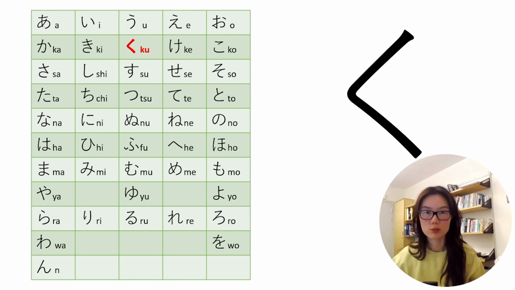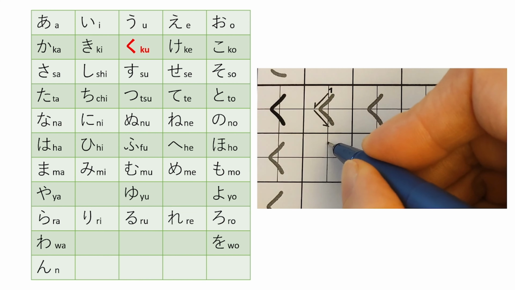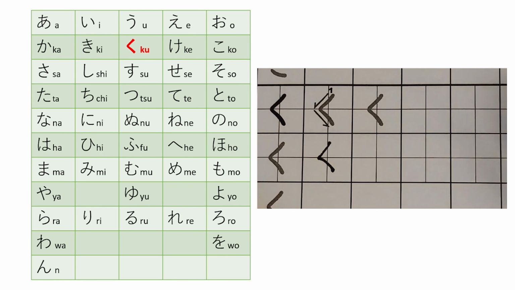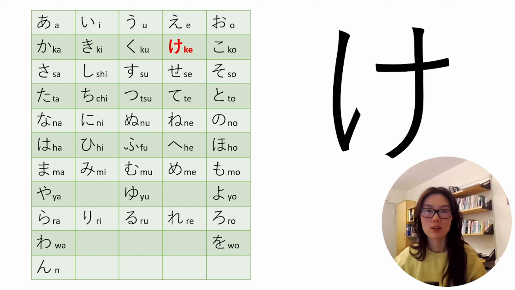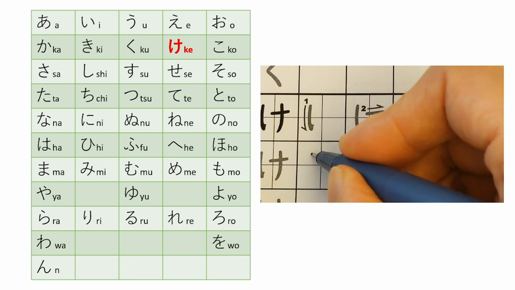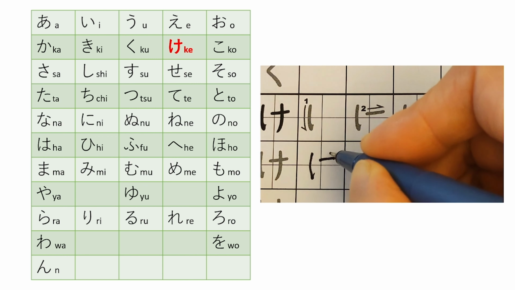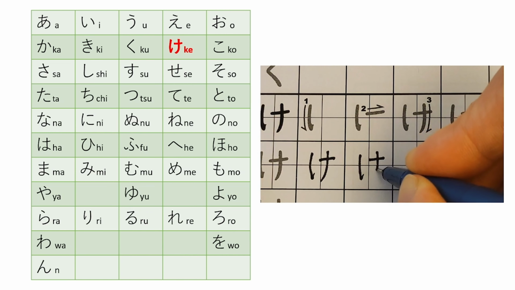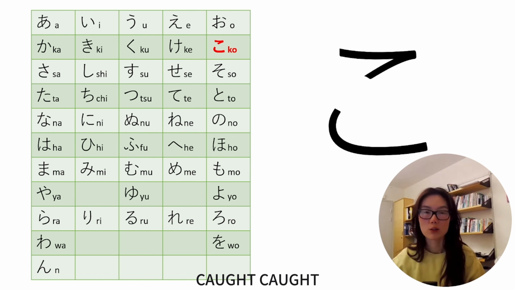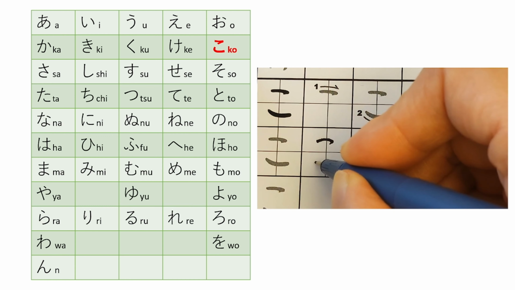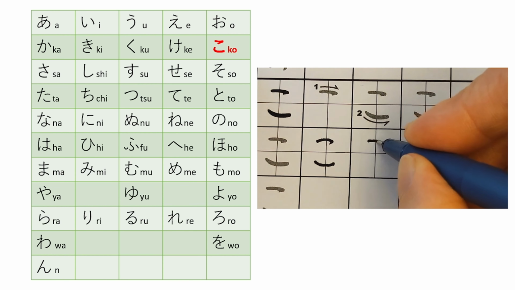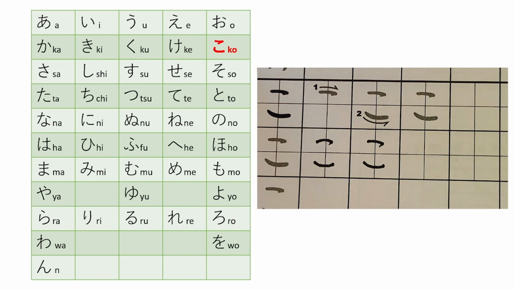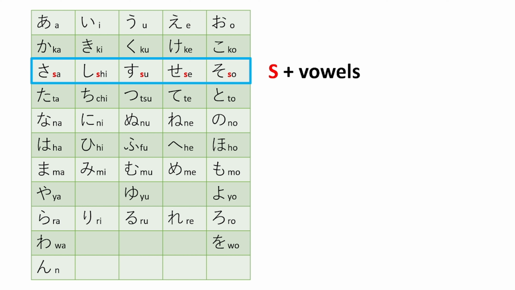Ku, ku, ku. Ke, ke, ke. Ko, ko, ko. Next row starts with s.